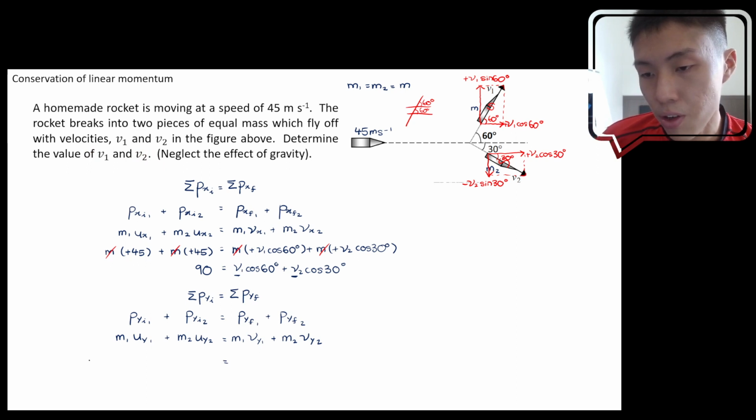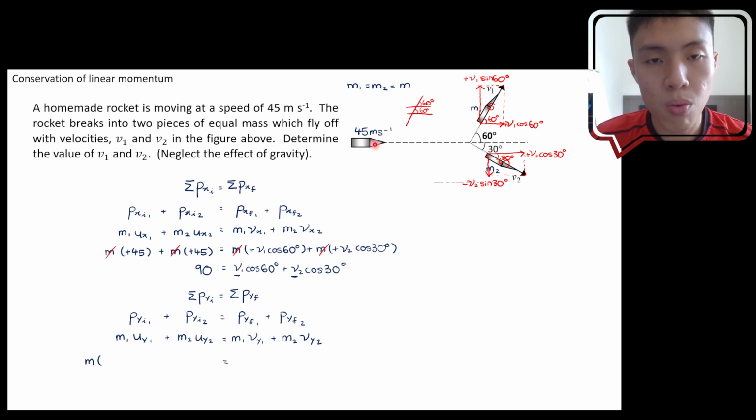Right now, for the y component, you have m uy1. Okay, u is the initial situation, so uy is the y component of velocity for the initial situation. Initially, the object is moving to the right, so there's no y component, because no part of it is moving upwards or downwards. So in that case, the y component of initial velocity is just 0. So uy2 is also 0.